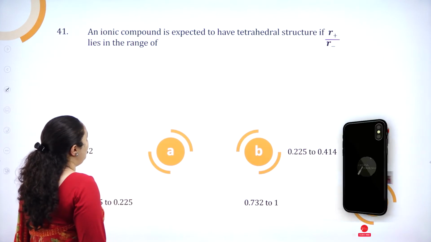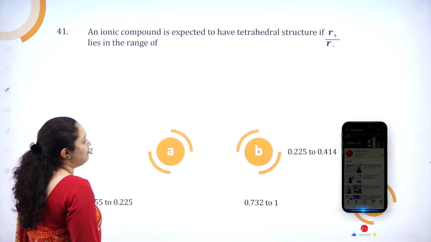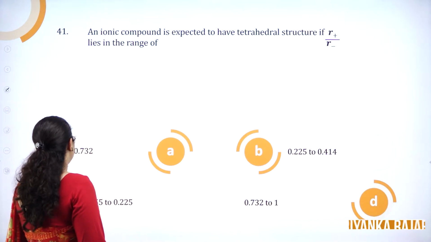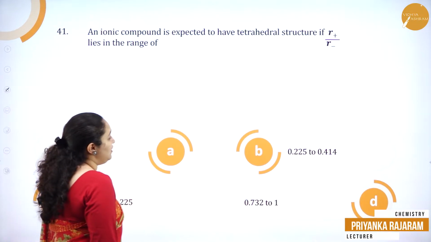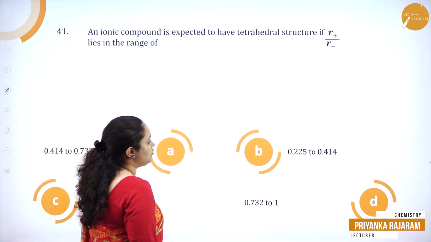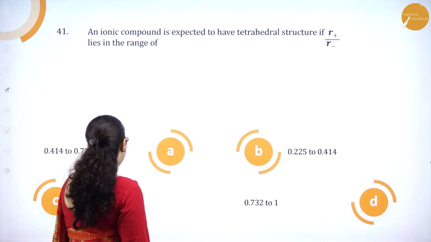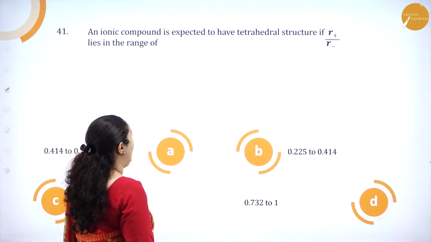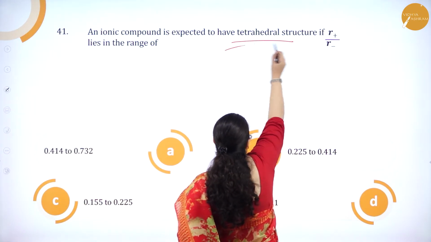An ionic compound is expected to have tetrahedral structure if R plus by R minus lies in the range of 0.414 to 0.732, 0.225 to 0.414, 0.155 to 0.225, or 0.732 to 1. So for the ionic compound, which structure do we want?